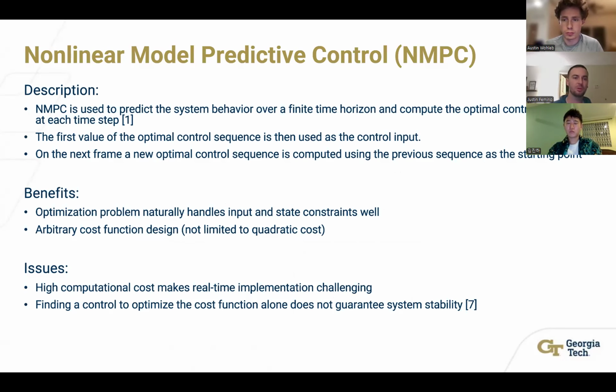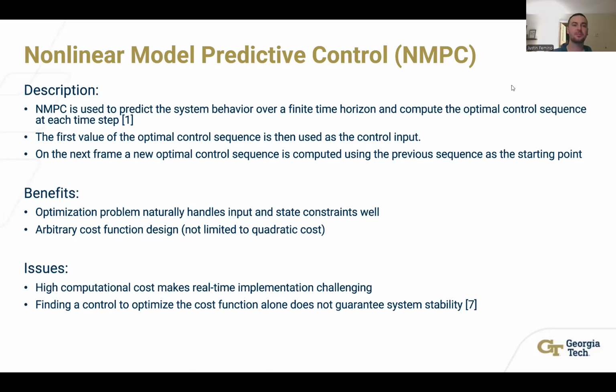The next control algorithm that we looked at is nonlinear model predictive control, or NMPC for short. NMPC is used to predict the system behavior over a finite time horizon, and then at that point compute the optimal control sequence at each time step. Once you compute that optimal control sequence, the first value of it is used as your current control input, and on your next frame of operations, you will use that previously computed optimal control sequence as the starting point for your new optimization problem.